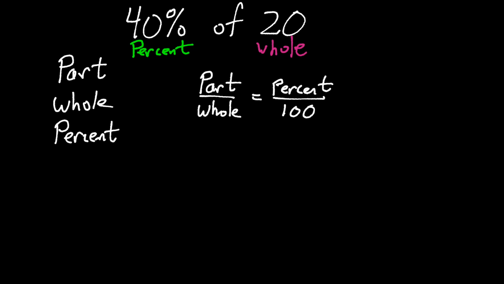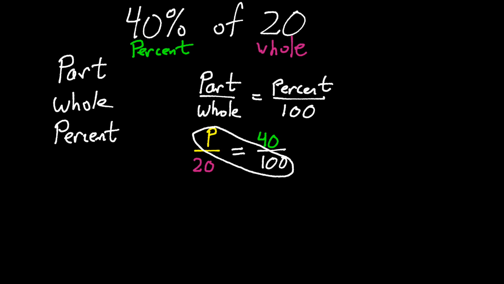So, if we set up our proportion, let's call the part that we don't know P, over the whole, 20, equals the percentage, 40, over 100. And here we have our first setup. This should look pretty familiar to what we've talked about in the past two videos, so we should hopefully know that to solve this proportion we need to cross multiply. So I will cross multiply P times 100 and get 100P equals, and now I will cross multiply the 40 times the 20, which gives me 800.